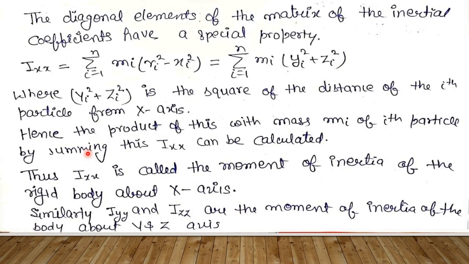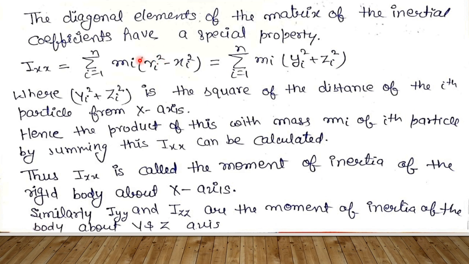So we can write Ixx equals summation of i equals 1 to n of mi (ri squared minus xi squared). As we know, ri is the position vector and the value of this is xi squared plus yi squared plus zi squared, right?